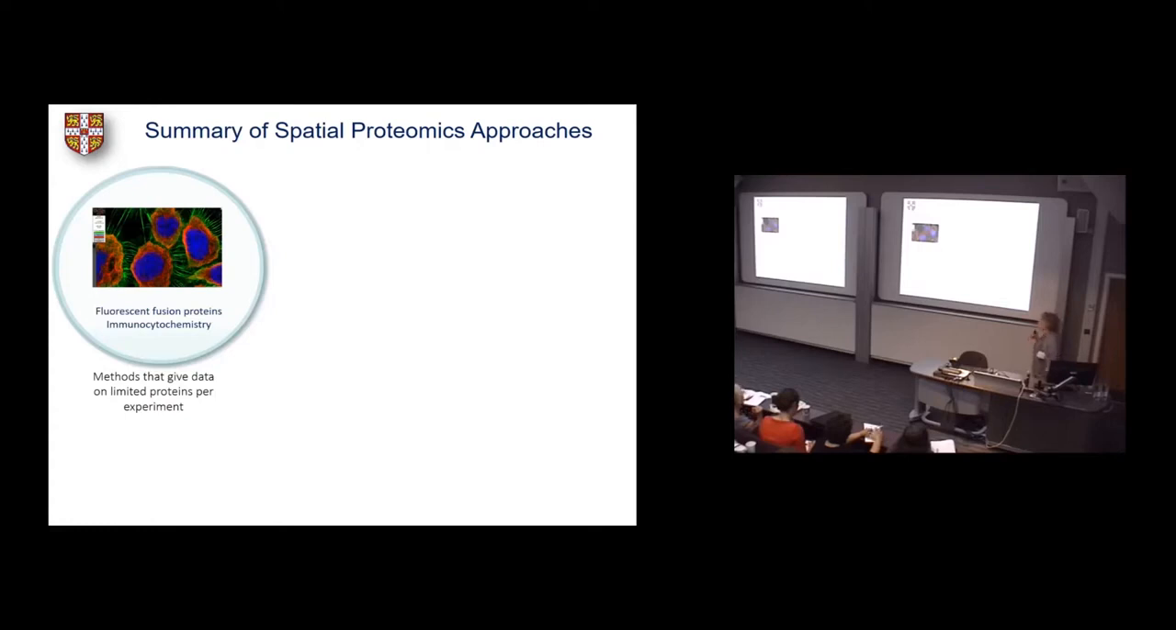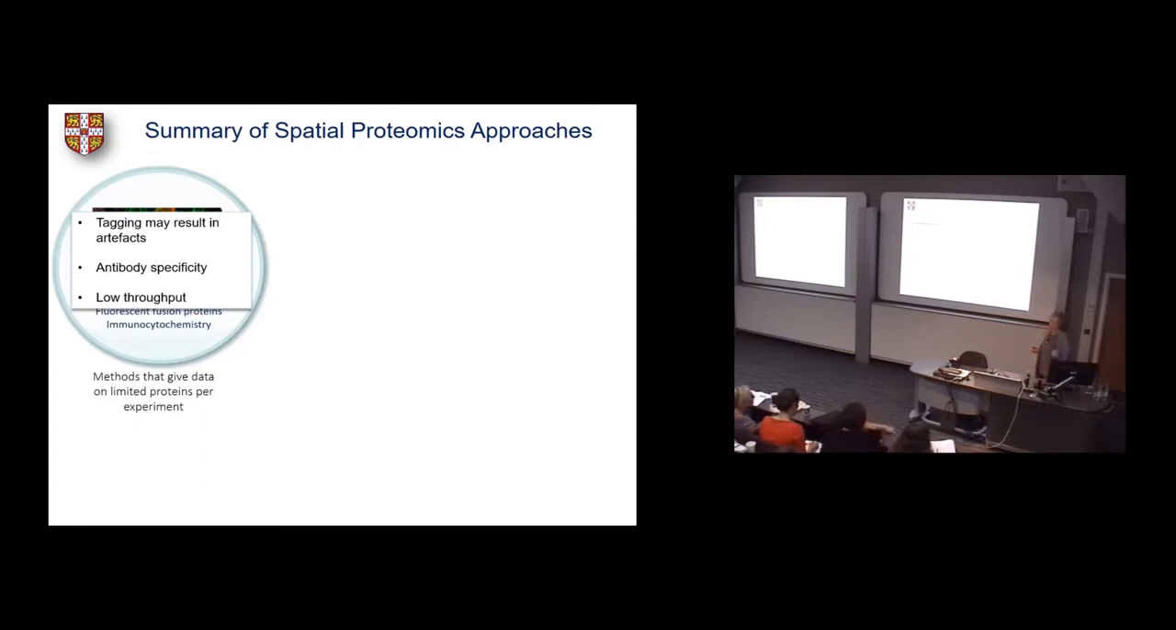So these are very important and very valuable methods, but they're limiting in many ways. Tagging, for example, may direct your protein to the wrong part of the cell. If you're using an antibody, then you want to be sure of its specificity, and it's pretty low throughput. So if you want to look at many proteins on a large scale and across many different perturbations or time points, it's going to be difficult to do that.